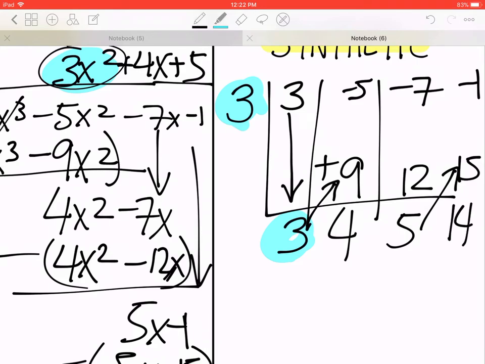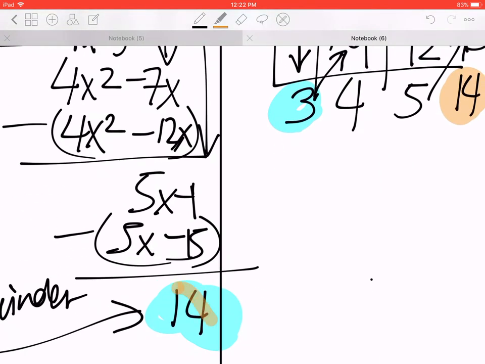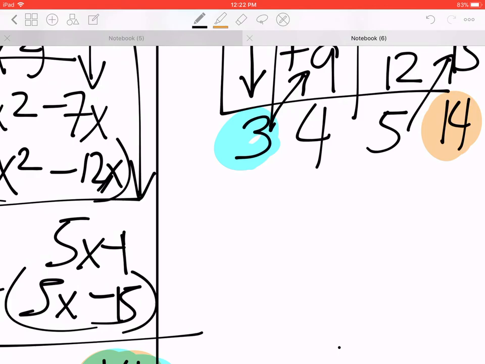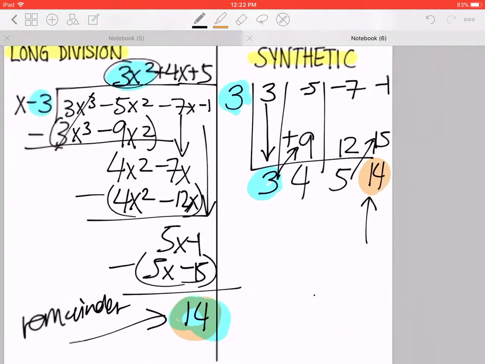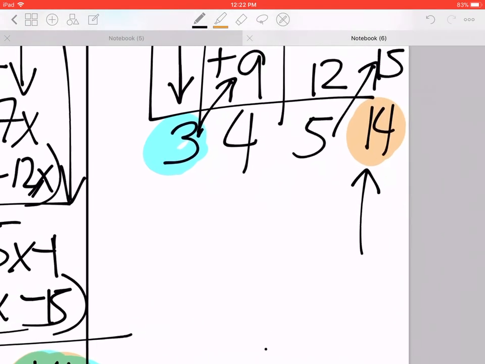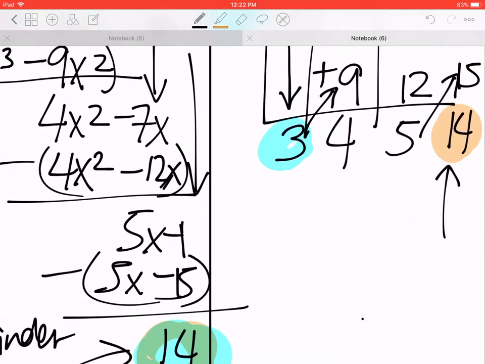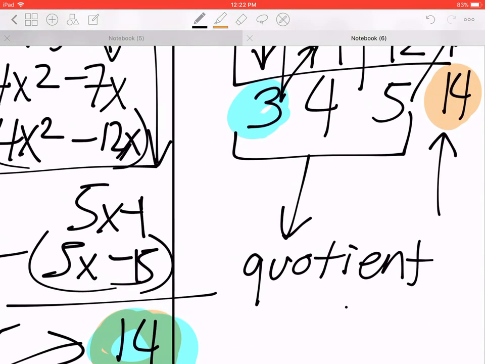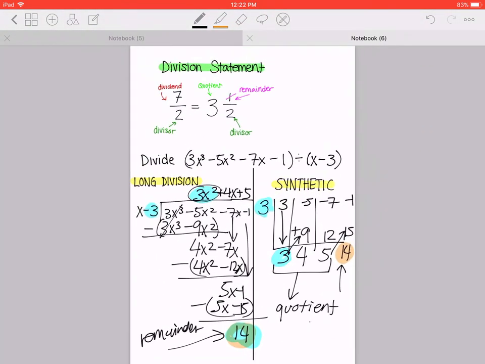In the end, as you can tell, this 14 here is the same number as the remainder. So the number that you are left with here is the remainder once you divide that polynomial by whatever you had to divide it with. And all the numbers that are listed here are the coefficients of the quotient. Now that you have this information, you can write it in the statement that your teacher wants to give you.